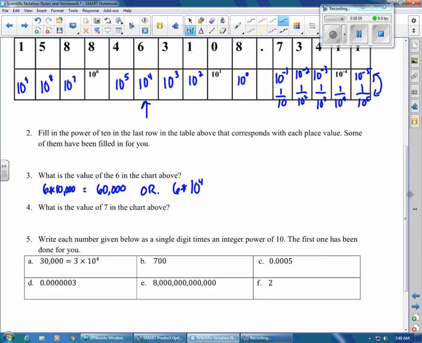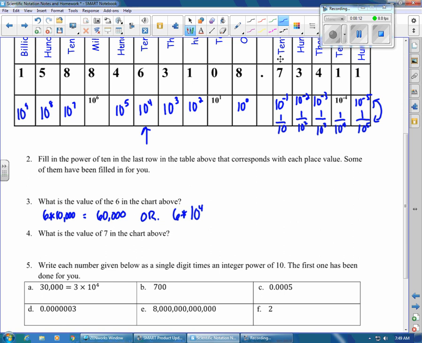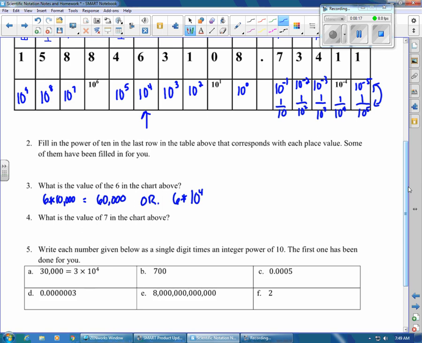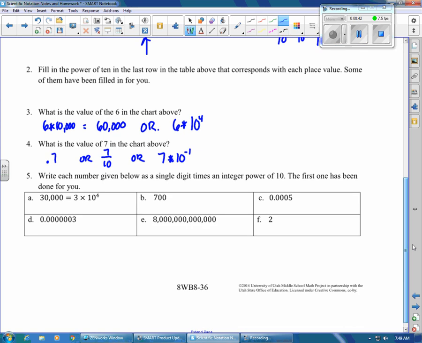Okay, how about the value of 7 above? So let's find a 7. Let's see, it's right here. So it's 7/10. So I could say it's 0.7 or 7 over 10, or I could say it's 7 times 10 to the negative 1 power. All 3 of those, again, are saying exactly the same thing about where this 7 is located as far as what its value is. So this next box is asking us to write each number given below as a single digit times an integer power of 10.